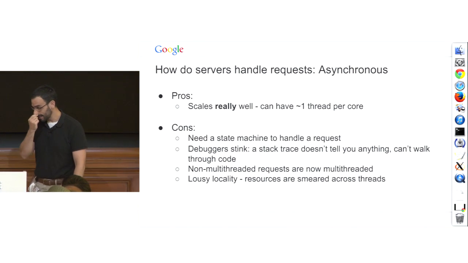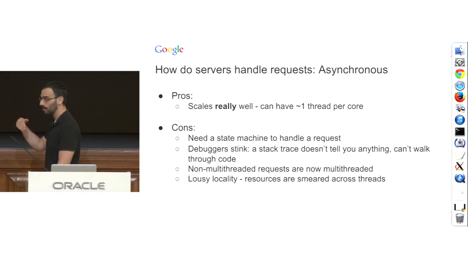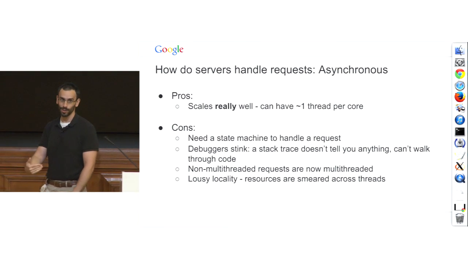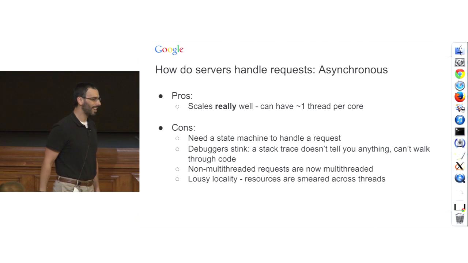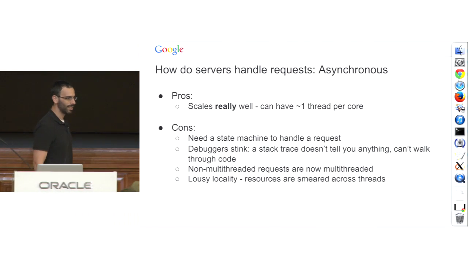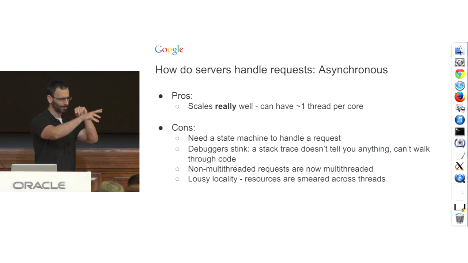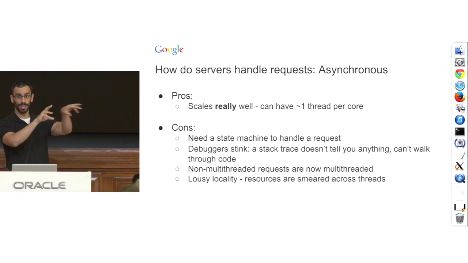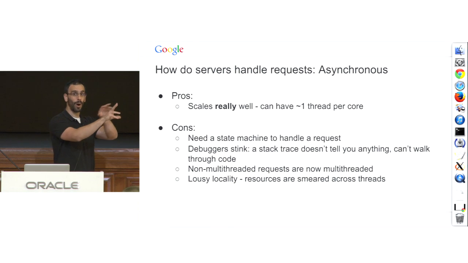The cons of this are that all of a sudden, that wonderful feature that you had earlier where you could look at the code and understand it, that's gone, right? In order to understand a request, you can't look at the code. What you need to do is create a state machine that involves transitions between all of these callbacks. And you need to wire that up somehow.